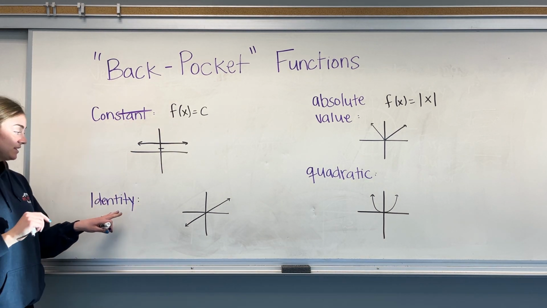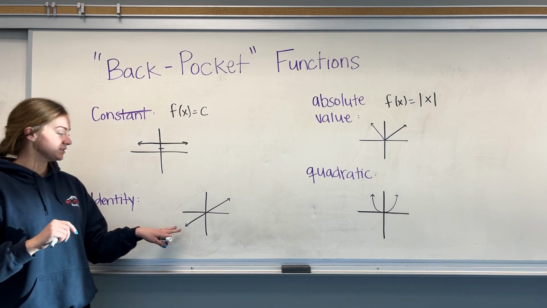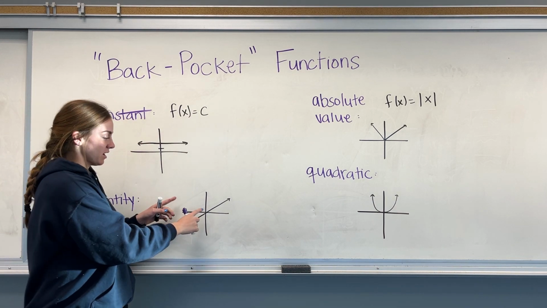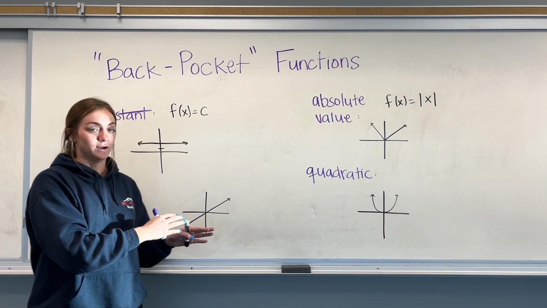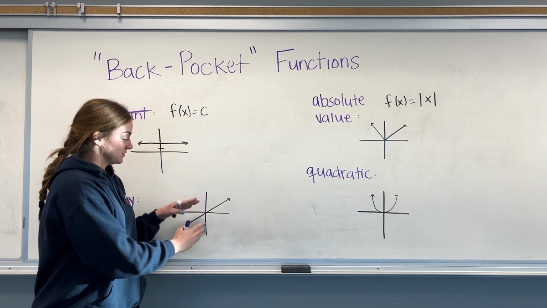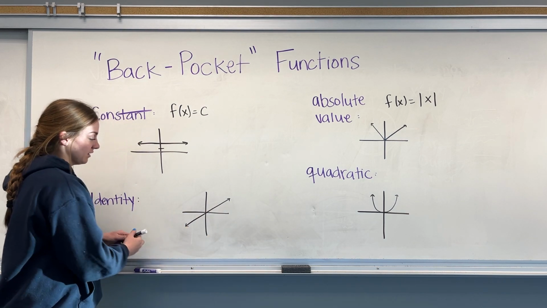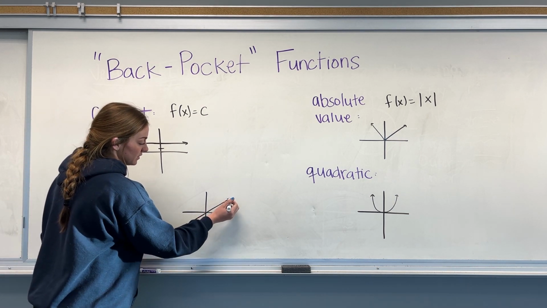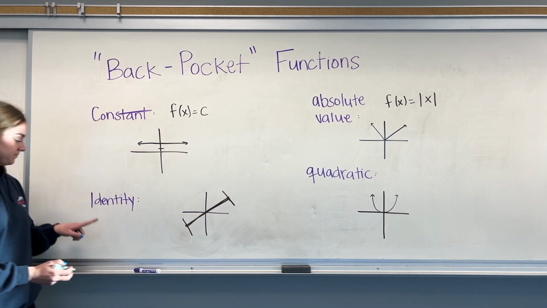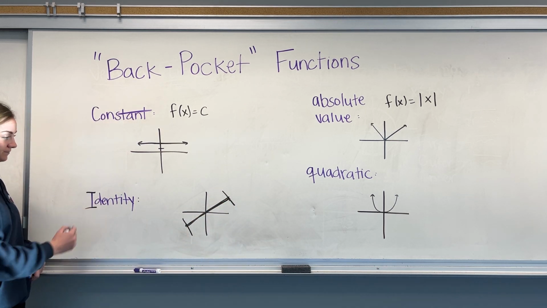Next one is the identity function. So this one is where x and y are the same. It's got a slope of 1, so it goes up 1 over 1, up 1 over 1. So this is the identity function, and I like to think of it as a diagonal I. You can even do this if you want for identity.